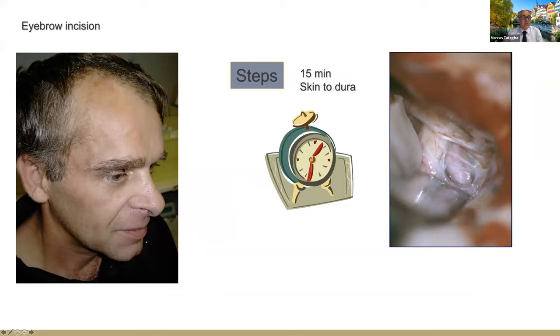The other option is to do an eyebrow incision. I don't like the eyebrow incision so much, because frequently the aesthetic results are not as beautiful as with a skin flap, but it is sometimes also useful for people without hair, or people with very thick eyebrows. And this approach is very useful, and as I said, it's very fast to do.